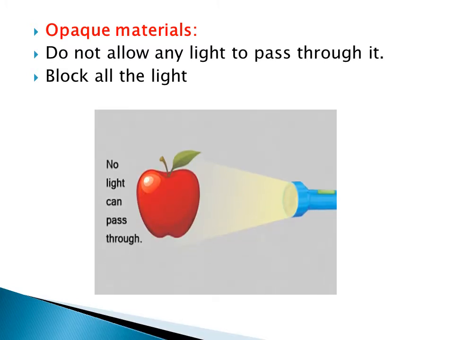Like this apple. And this is a torch. Can the light move through the apple to the other side? Can I see through the apple? No, because it's an opaque object. I cannot see through it. It blocks all the light, so the light cannot pass to the other side, right? So no light can be on the other side. They are called opaque materials. So we have transparent, translucent, and opaque materials.